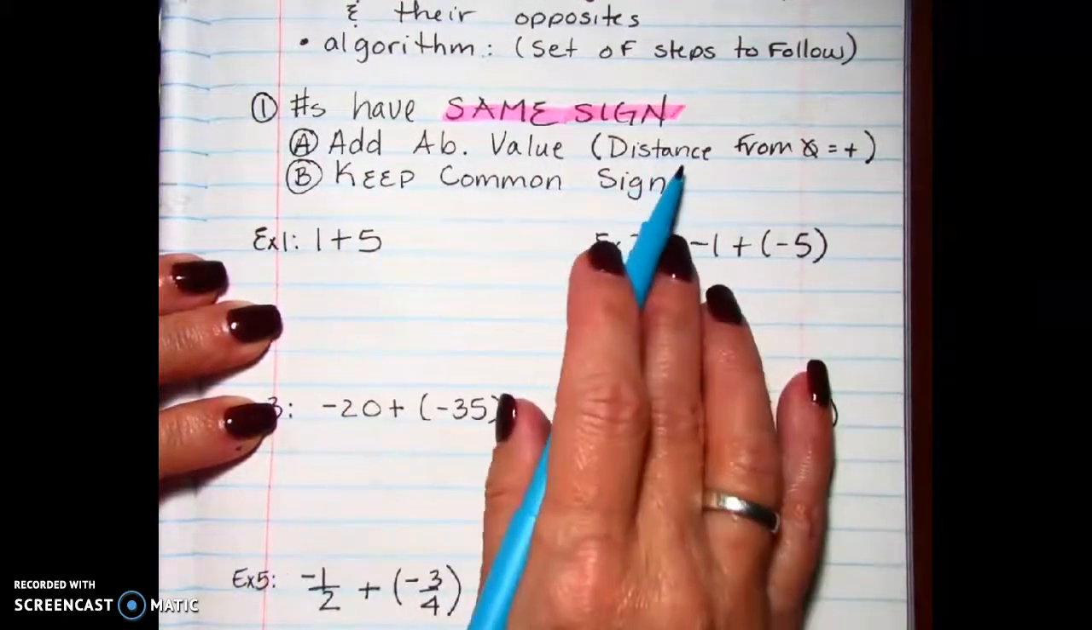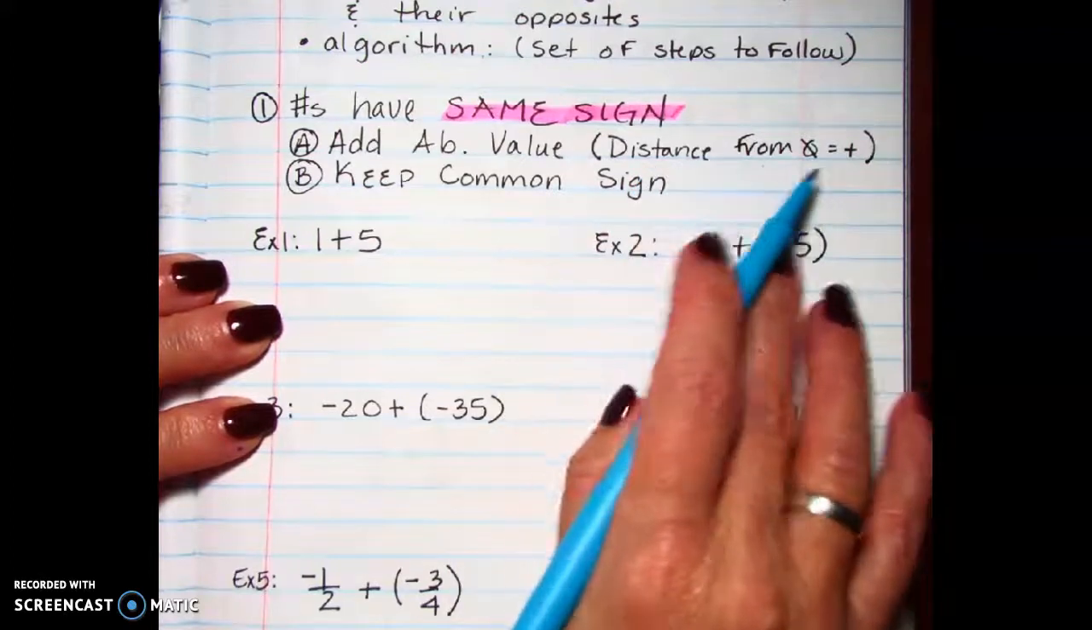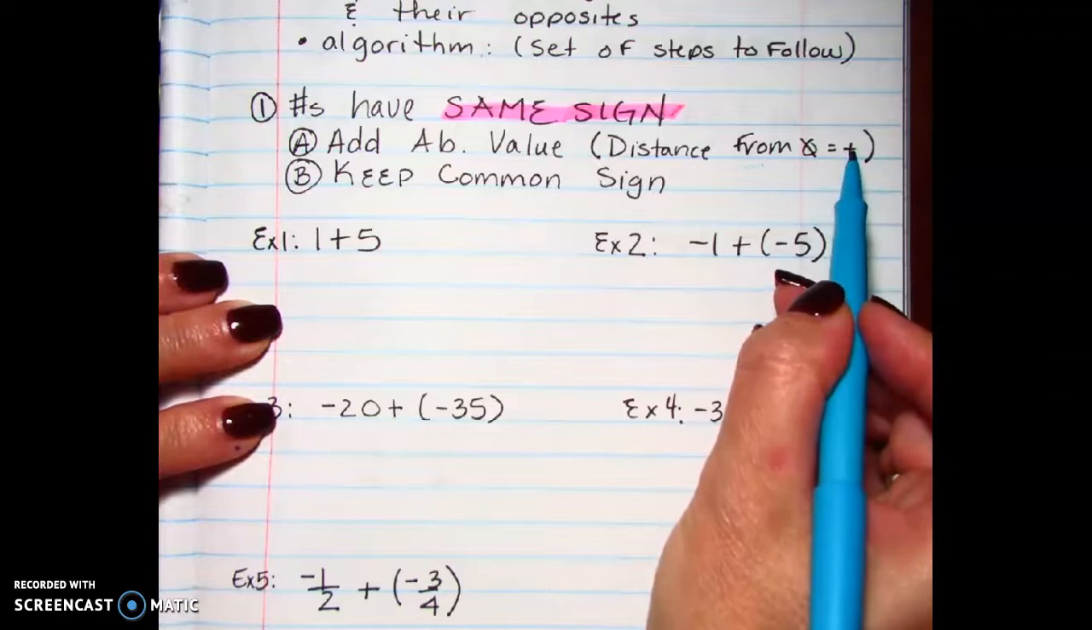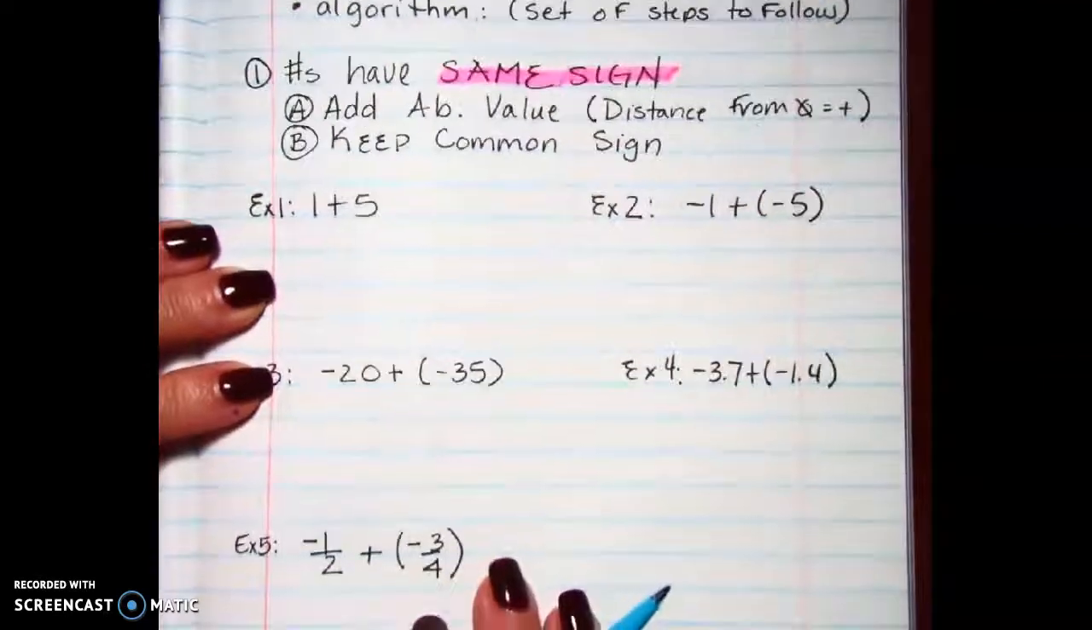So what does absolute value mean? It means the distance from zero. And that distance from zero is always positive. That's why we use absolute value.